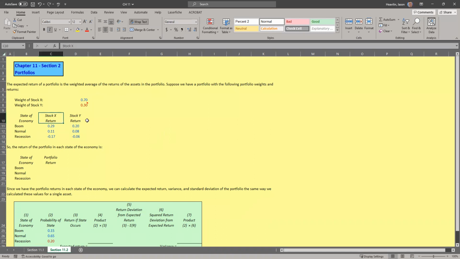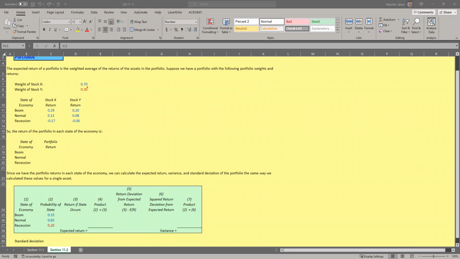Here are the returns of the stocks depending on the potential state of the economy. If there's a boom, stock X will have 29% return. Normal will have 11% return. Recession or loss is 17%. And these are the ones for stock Y, the expected returns depending on each state.